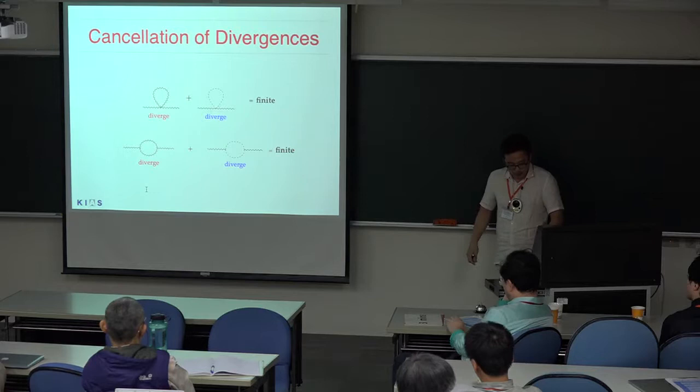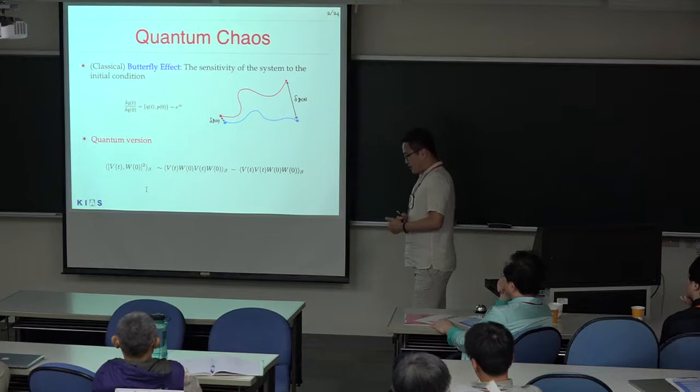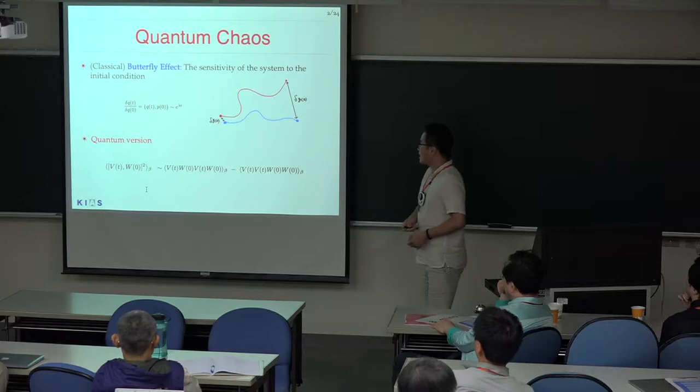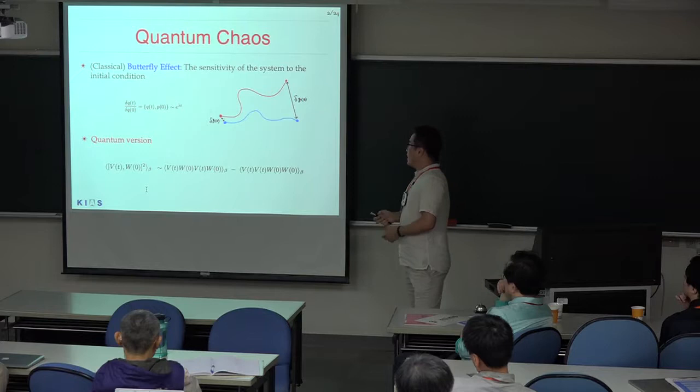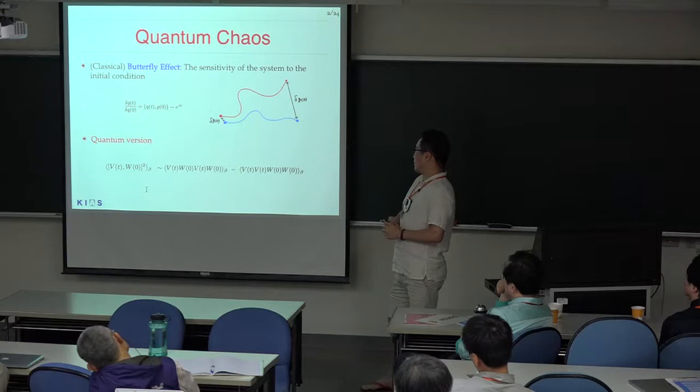In particular, from this Feynman diagram calculation, I can calculate the Lyapunov exponent. So let me briefly introduce what the Lyapunov exponent is. Usually, people talk about chaos, which means the butterfly effect, some sensitivity of the system to the initial condition.